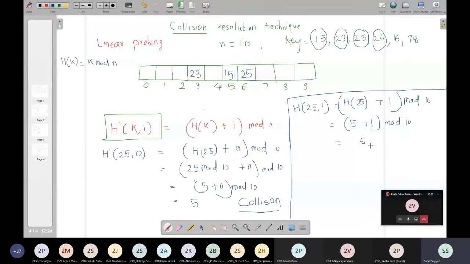Are you getting this? Next time I took 23. For 23 initially I took I as 0. When I solve with I as 0, I don't get a collision, so I don't increment I. Next value of key I take is 25. Again for 25, first I take I as 0. After processing, I come to know that there is a collision. That's why I make my value of I as 1. And then I get the value of h dash of 25, 1 as 6, and I store 25 at 6.